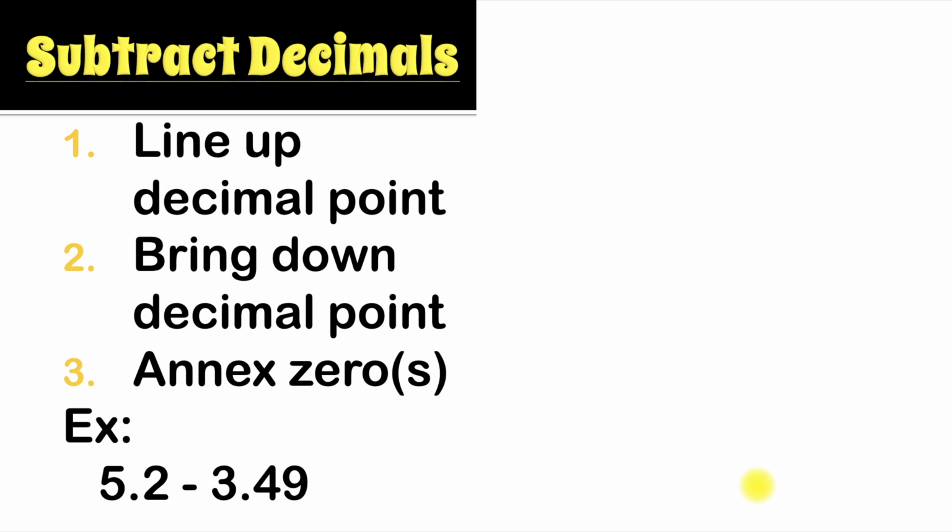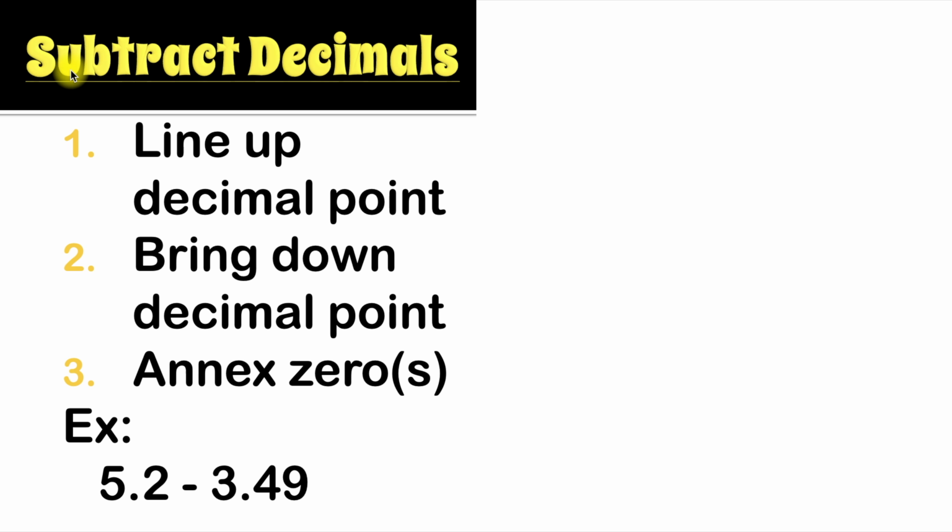In this video, we're going to go over a brief example of how to subtract decimals. Our example that we're going to work on is right here. 5.2 minus 3.49. Properly read as 5 2/10 minus 3 49/100. We'll go through this example step by step.